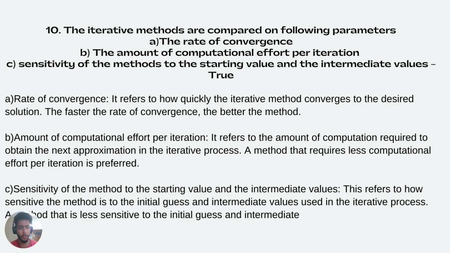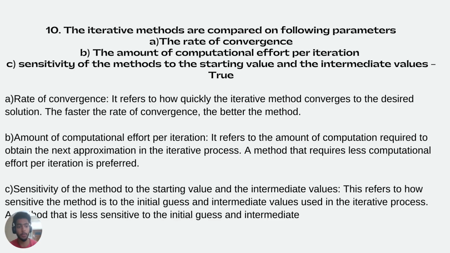I've also mentioned a quick explanation of all these terms. Rate of convergence is basically how quickly the iterative method converges to the desired solution, how quickly we can get to a solution. The faster the rate of convergence, the better the method. Amount of computational effort refers to the amount of computation, the amount of processing required to obtain the next approximation in the iterative process. A method that requires less computation, less processing is definitely the better one.